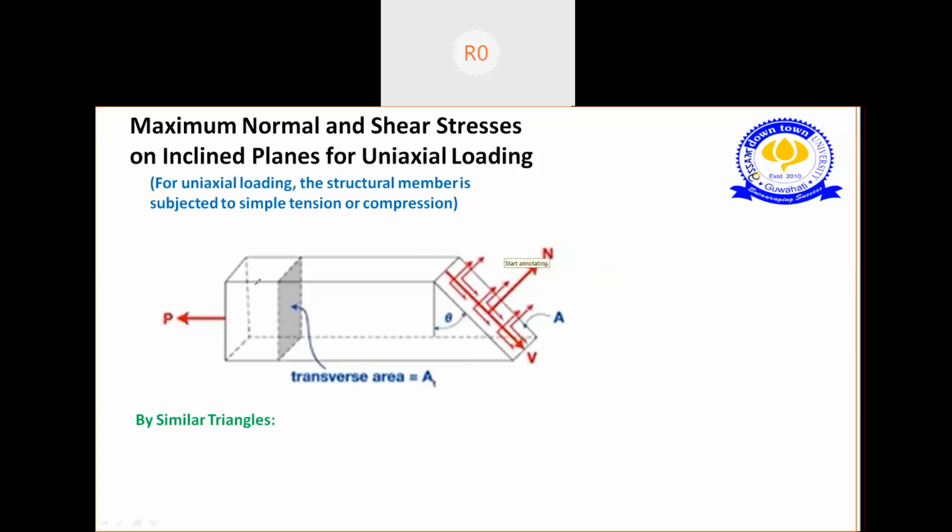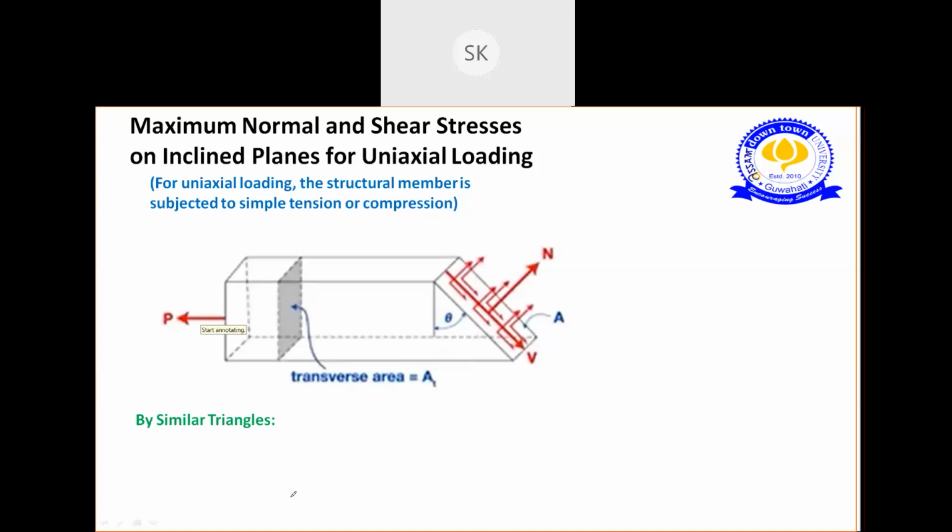Okay. So this is the structural member. We are applying a load, uniaxial loading. In this uniaxial loading, the structural member is subject to simple tension or compression. So this is the compression and this will be tension. So we are applying a uniaxial load, and these are the stresses on the inclined plane we have discussed in the earlier classes. This is the normal stress. This is the shear stress.